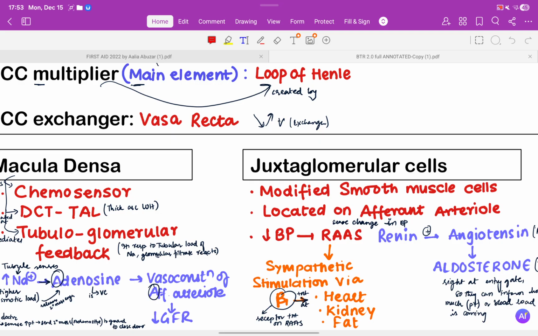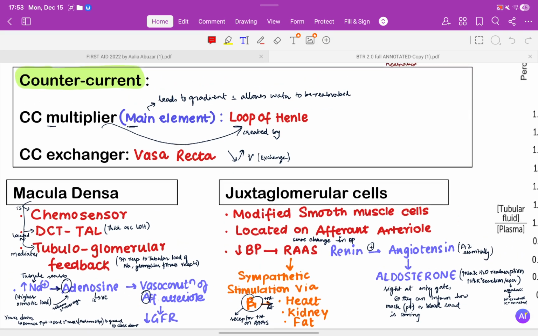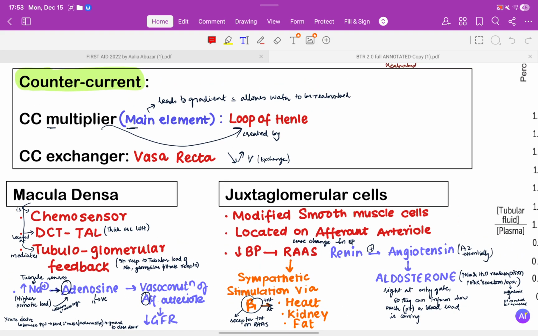Now for example, the tubule senses increased sodium. That's a higher osmotic load, right? It will release a secondary messenger, which is adenosine, and adenosine is a vasoconstrictor. It will vasoconstrict the afferent arteriole, which will further decrease the GFR. Now imagine you are a doctor and you sense that the patients have increased. You will send a secondary messenger, adenosine, to the guard to close the door.